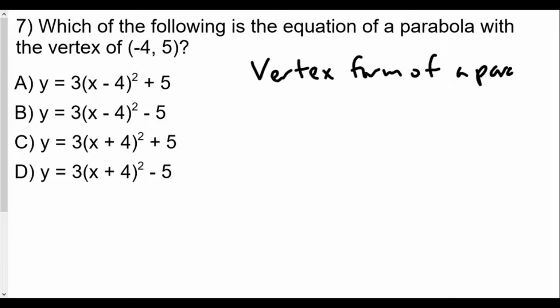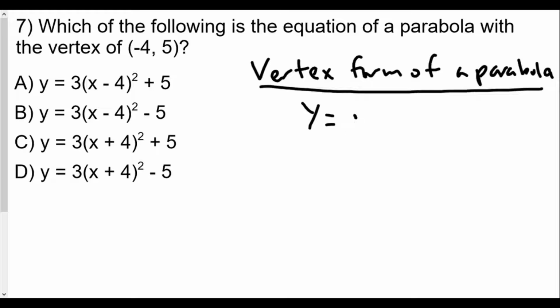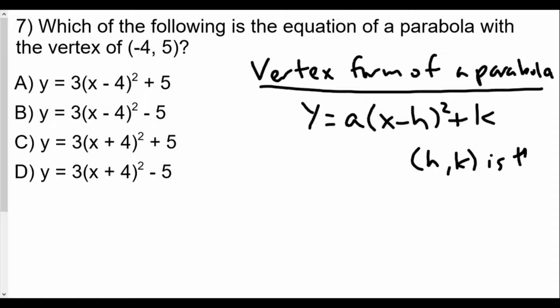The vertex form of a parabola is y is equal to a times x minus h squared plus k, where h comma k is the vertex, which we have. And so that would mean that the negative 4 is h and the 5 is k. So we're just going to plug into our formula here.